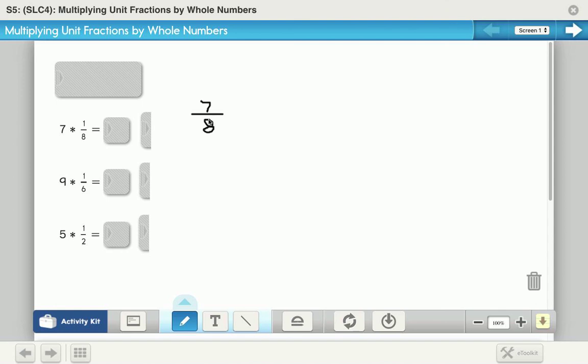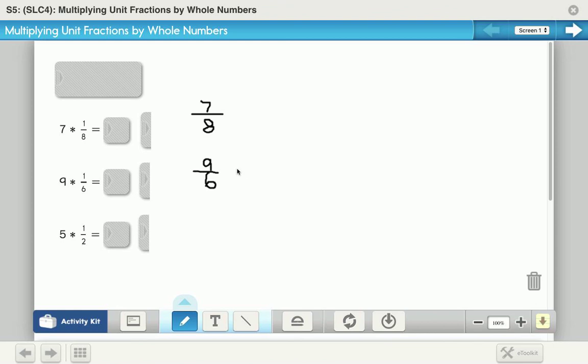The eighths don't change. 9 times 1/6, we take our whole number times our numerator. So 9 times 1 would equal 9. And what's our denominator? Sixths this time. So 9/6. 9/6 is more than a whole.